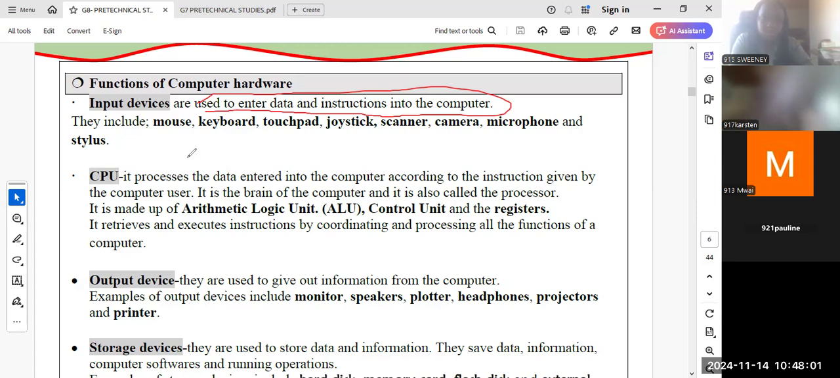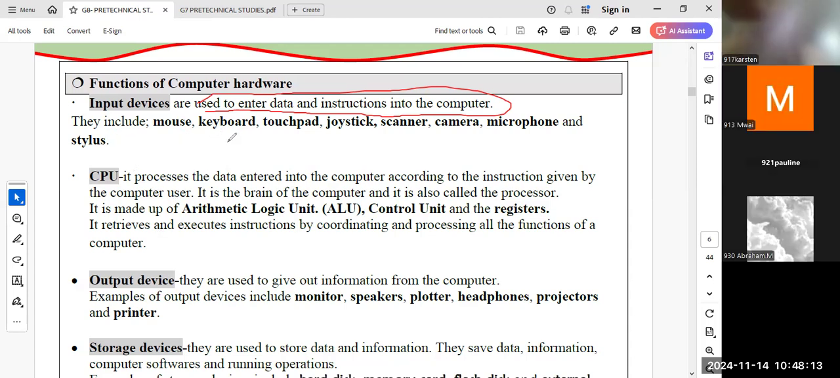Mouse, keyboard, touchpad, joystick, scanner, camera, microphone, and stylus. A stylus is a pencil like the one I'm using to scroll on the screen. That one could be an example of a stylus, used mostly with touch screen devices.